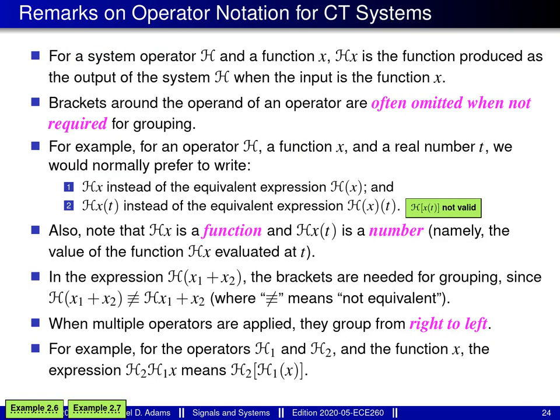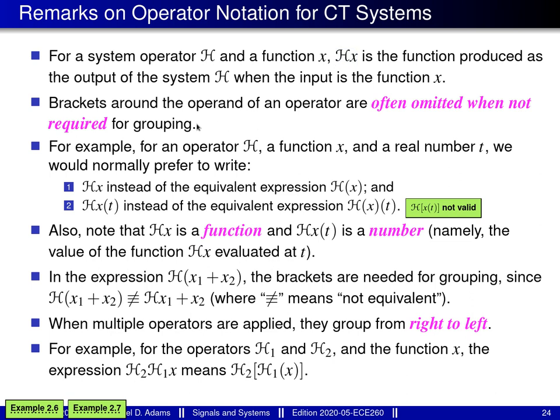At this point, I need to make some comments about operator notation for continuous time systems. So suppose that we have a system operator H and a function x. Then in terms of notation, Hx corresponds to the function that's produced as the output of the system when the input is the function x. In other words, the operand that we're providing to this operator, the x, is the input to the system, and then Hx represents the output of the system when the input is x. In other words, Hx is a function.